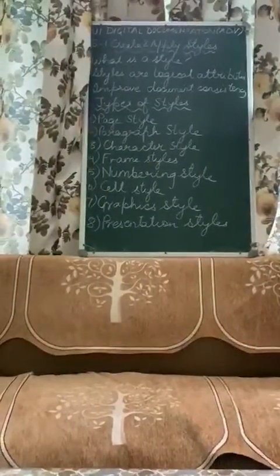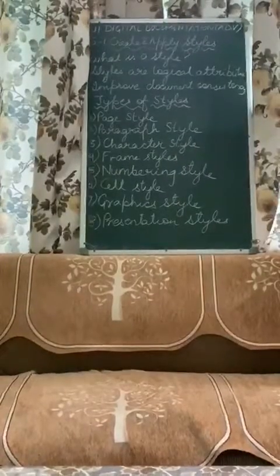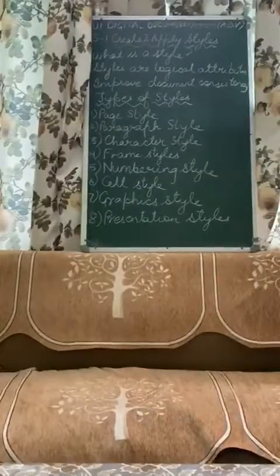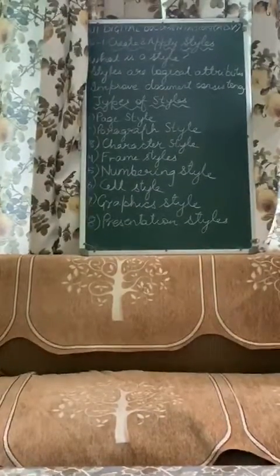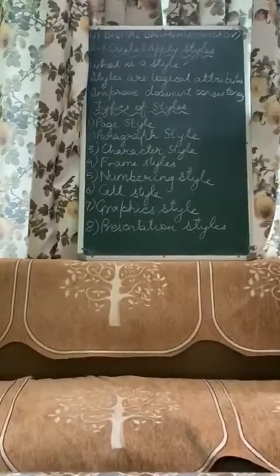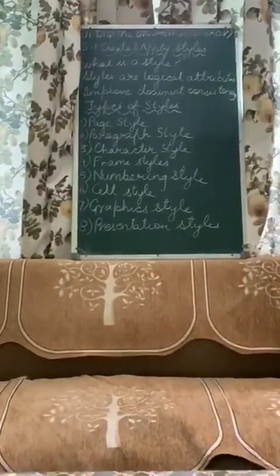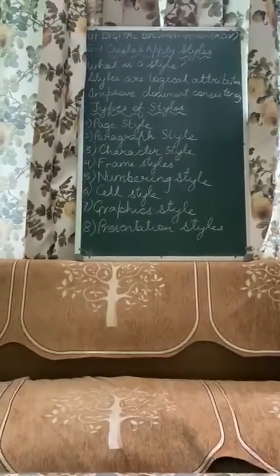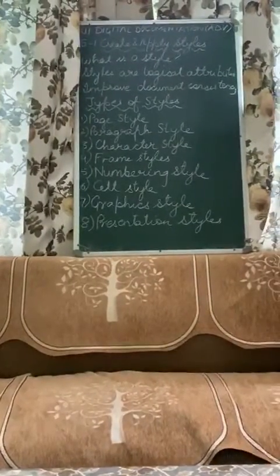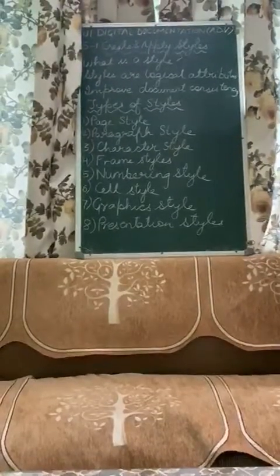Then the last one is your presentation style. It includes attributes for font, then indents, then spacing, alignments, and tabs when the slideshow is running. So that will be your presentation style. Today we have studied what you mean by a style and what the different types of styles are. Tomorrow we'll be discussing applying these styles, where we need to go to apply these styles.